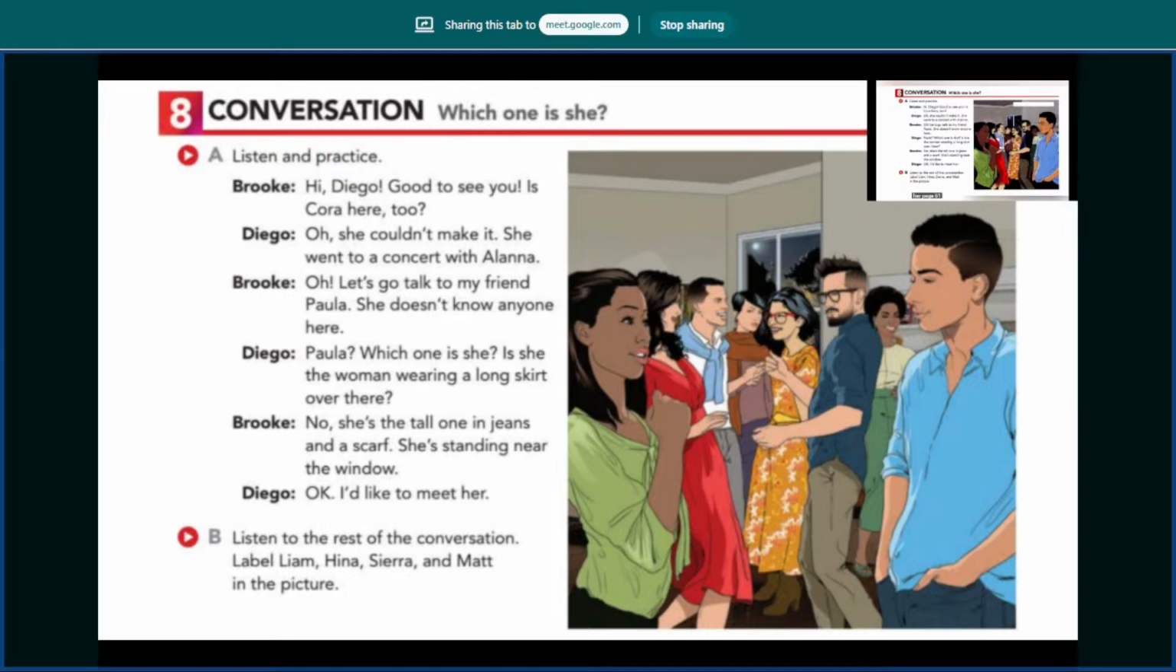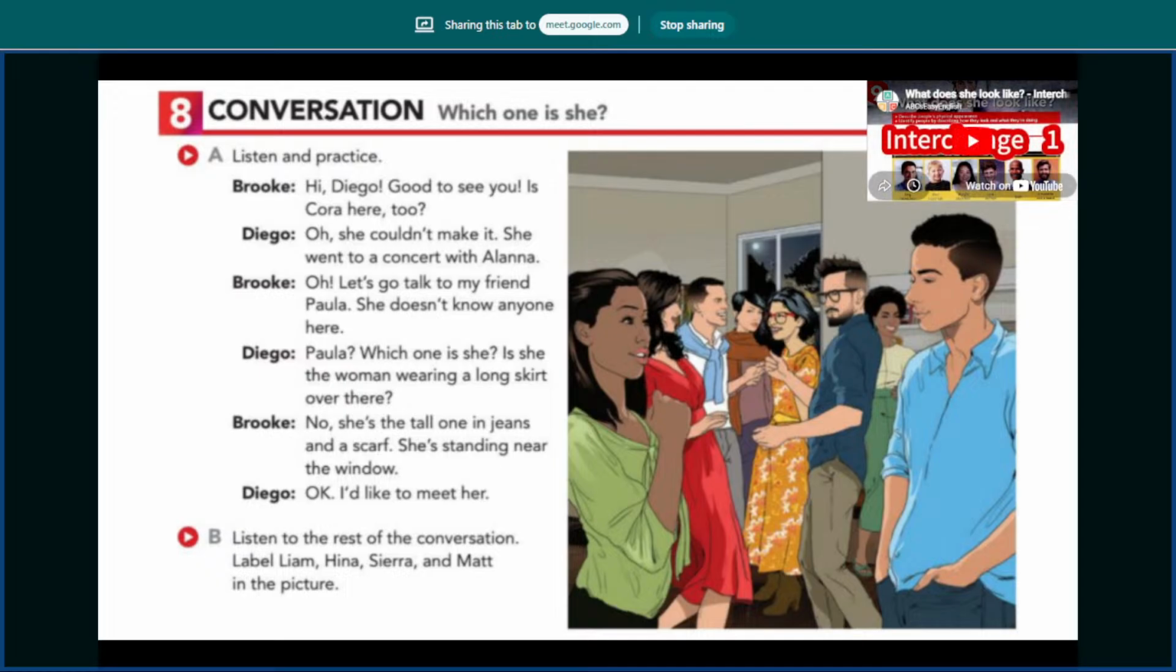Page 61. Okay, clear, easy. So here he is asking Paula, which one is she, meaning which one is she, because there are a lot of people. Usually when we are at parties or at a public place, we don't point out and talk, right? It becomes very odd. So that is the reason here he is asking, is she the one wearing a long skirt over there? So it's a very big sentence. Pay attention properly. Then Brooke says, no, she is the tall one in jeans and a scarf.